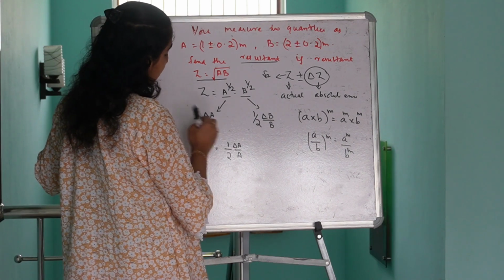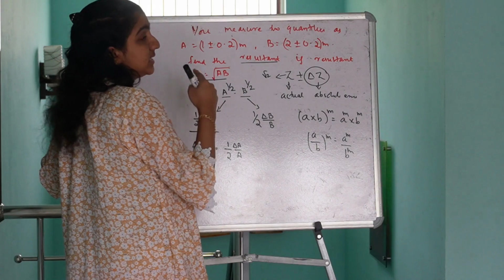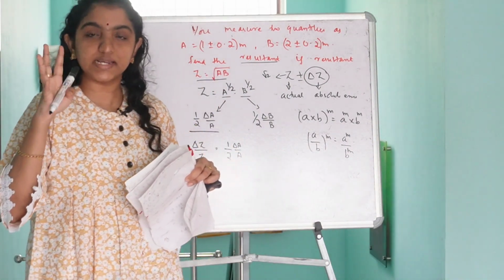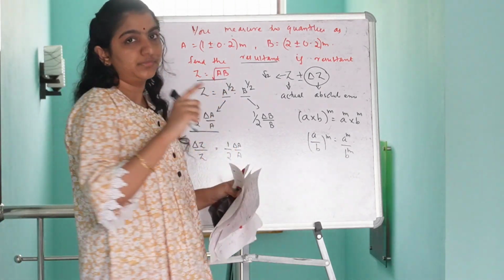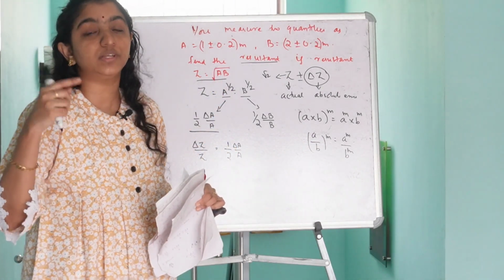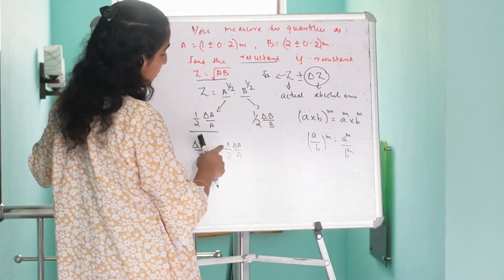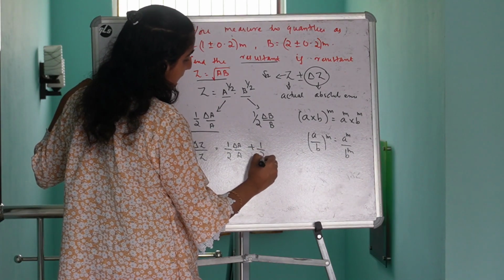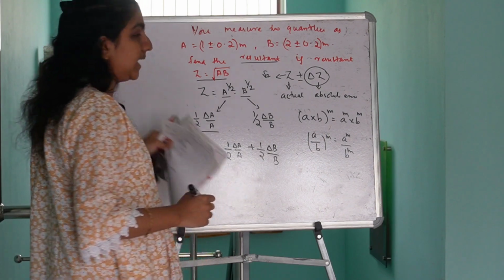How do we get this value? Half into del A into A. When we are finding the power of a physical quantity, the relative error of that physical quantity is nothing but we multiply the power value with the relative error of the measurement. So half into del A by A plus half into del B by B.